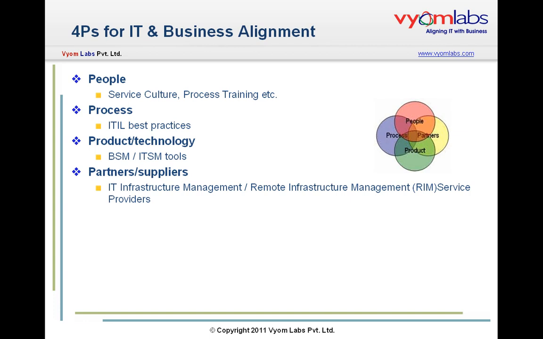So the important thing to take away from this slide is that you have these four P's, important dimensions when you really want to have IT and business alignment. And these are people, process, product, and partner.